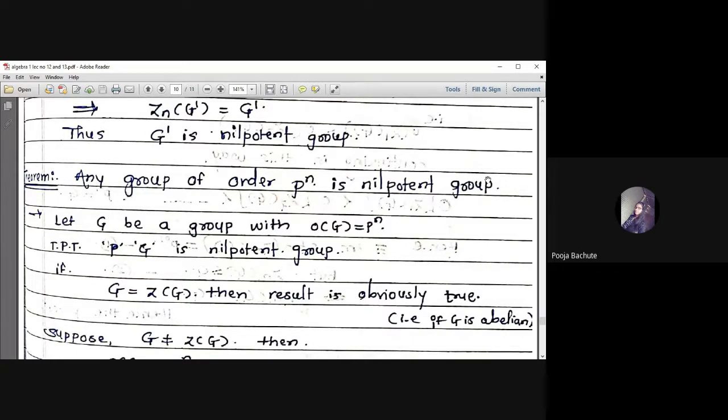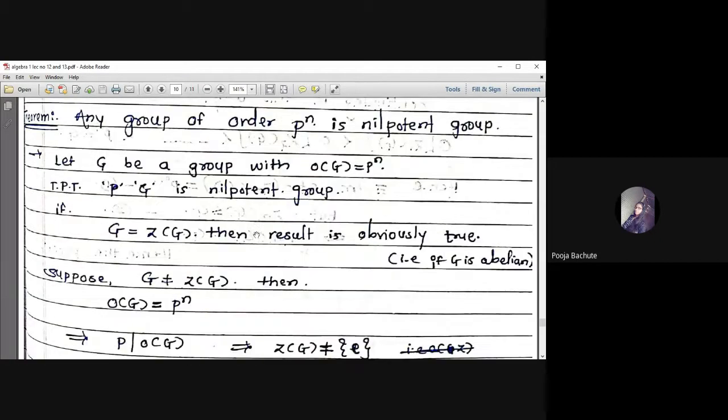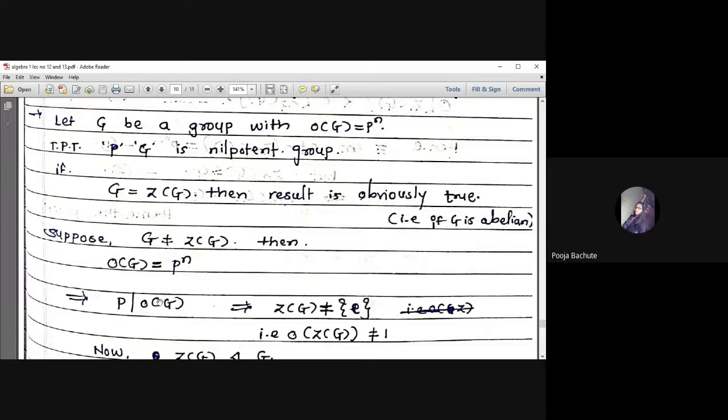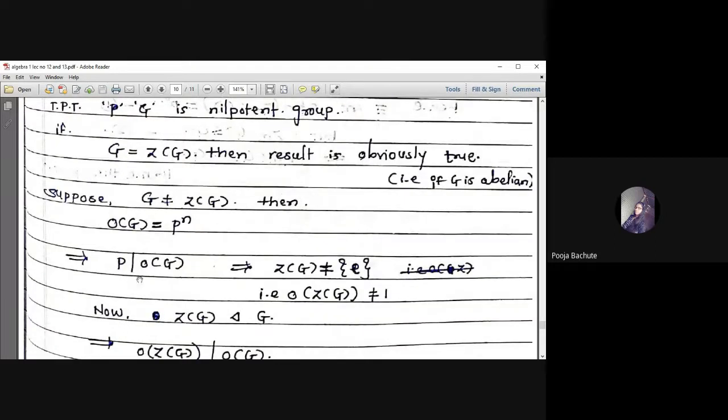Okay, so let's see the proof of this theorem. Yesterday's result, did you check how it came? If p divides the order of G, then the center of G is not equal to the singleton {e}. Okay, who checked? If the order of a group is in the form p raised to n, then its center has more than one element.